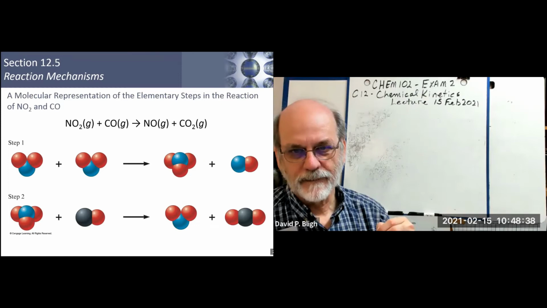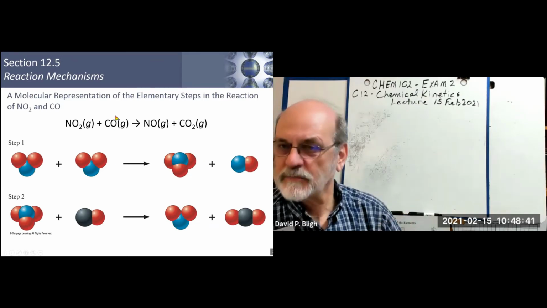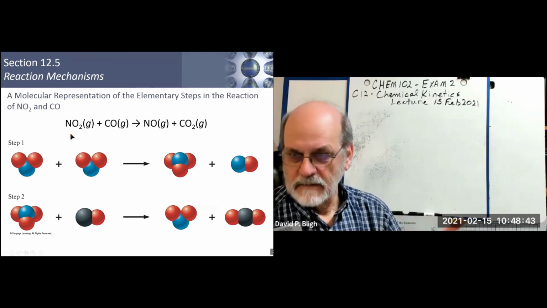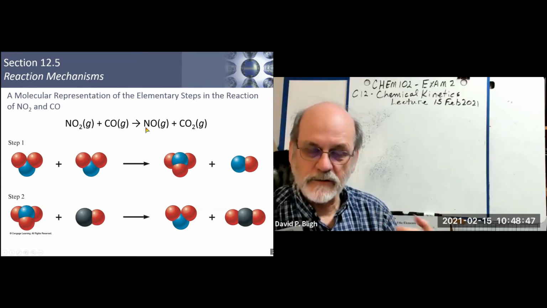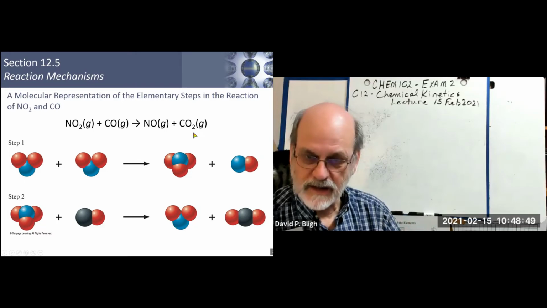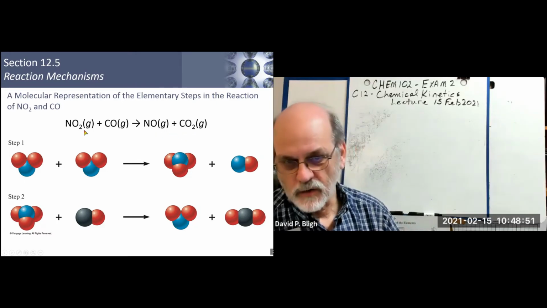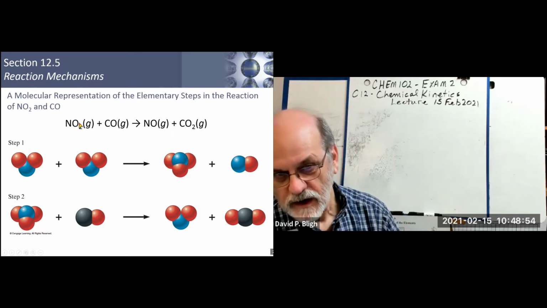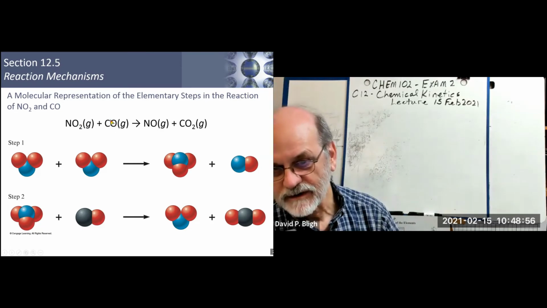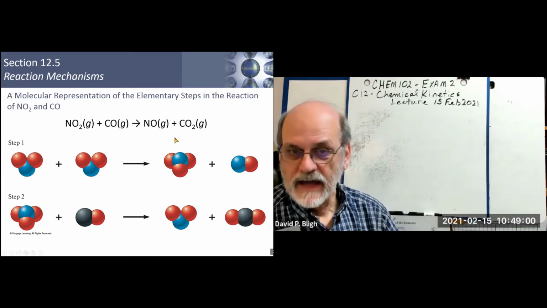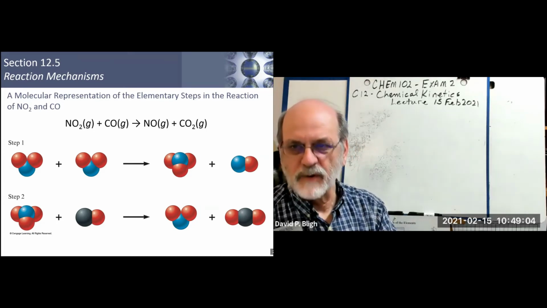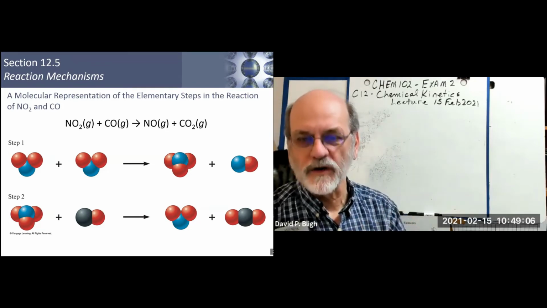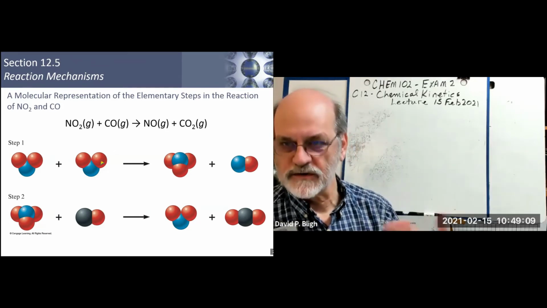Okay, so here's a simple one, right? Nitrogen dioxide plus carbon monoxide yields nitrogen monoxide plus carbon dioxide. So it looks like you just have one oxygen transfer over to that one to give you this one and that one. Okay, and the preponderance of evidence supports this mechanism, step 1, step 2.